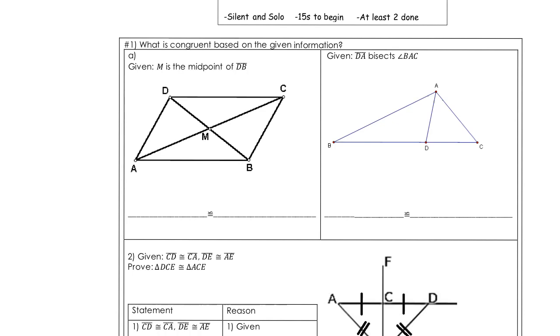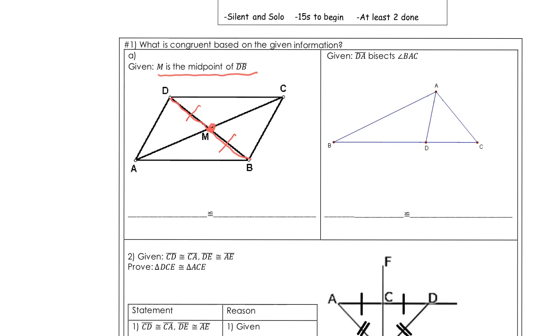So we're quickly going to review, if you're given a piece of information, how to figure out what's congruent. So obviously, got to read it. M is the midpoint of DB. So M is the midpoint of line D to B. So if that's the middle, right, we have two equal halves. That's what a midpoint means. It's right in the middle. These two halves are equal.